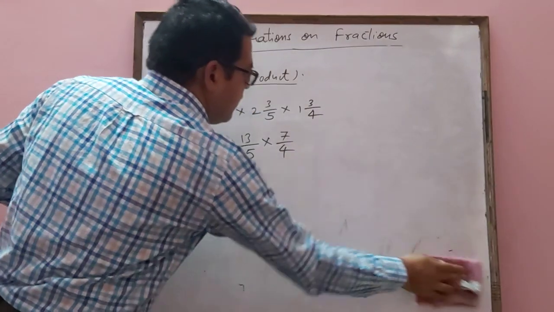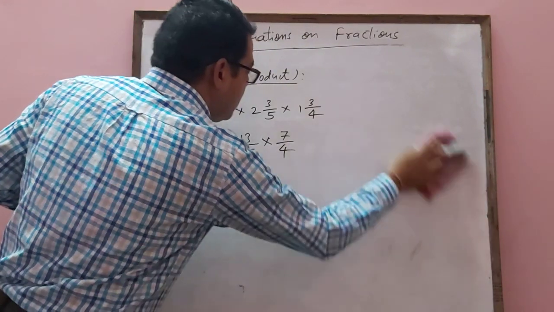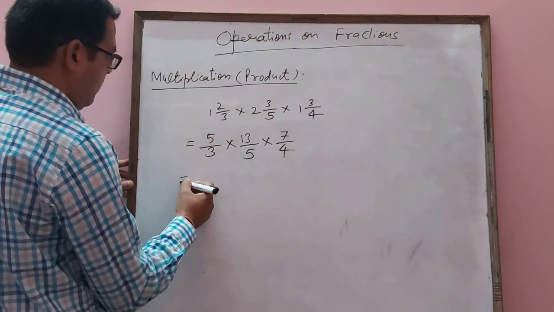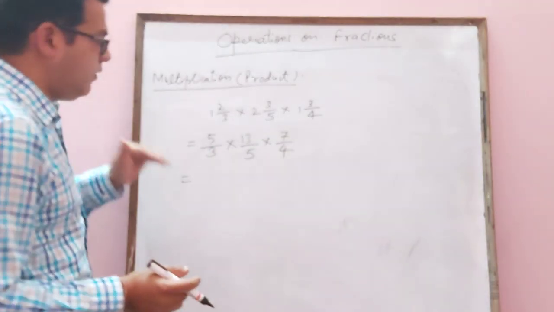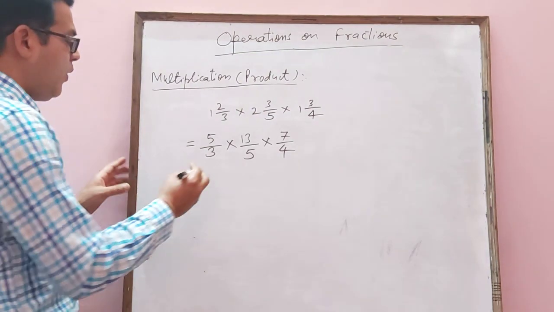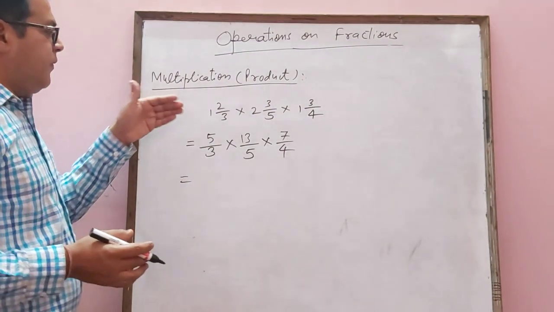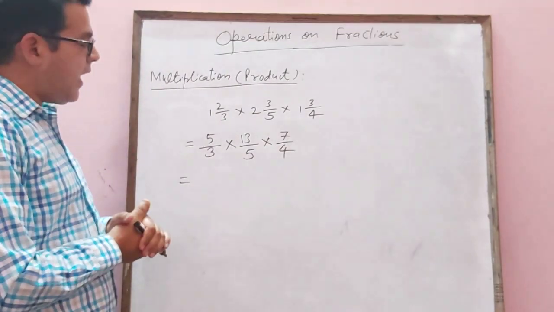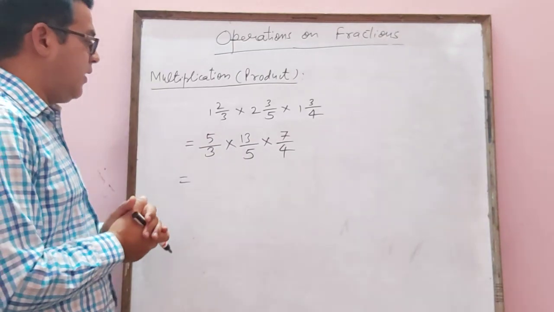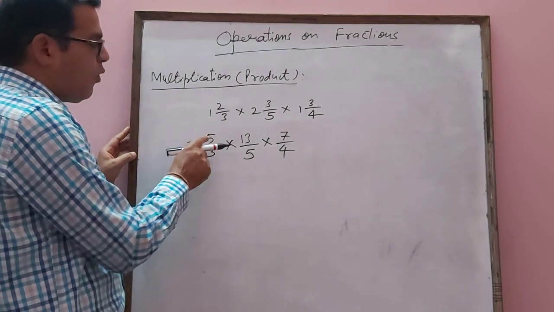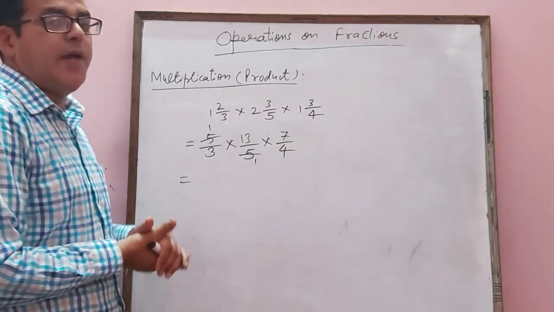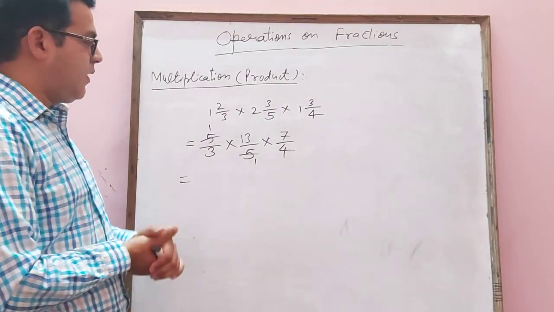Now we have converted all these mixed fractions into improper fractions. Right? Now we should follow the procedure. What is the procedure? We have to multiply these numerators with numerators and denominators with denominators. But before that, we have to minimize it if possible. You can see here this 5 and 5, these are common. It means by 5 we can cut both the fives. 5 ones are 5, 5 ones are 5.